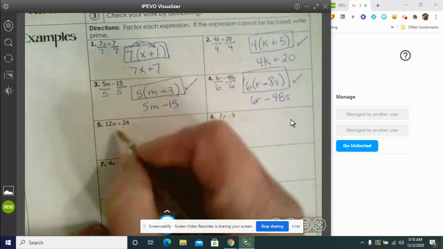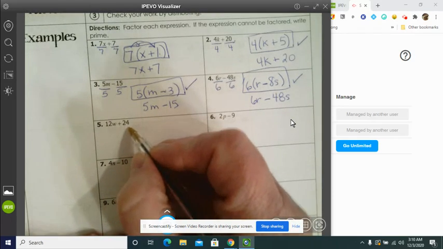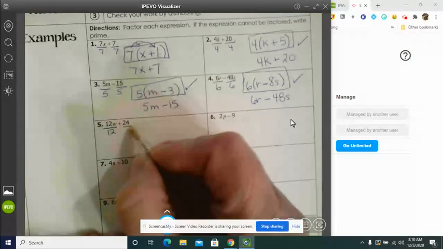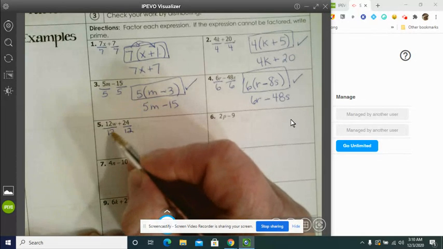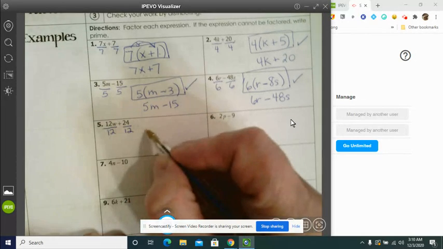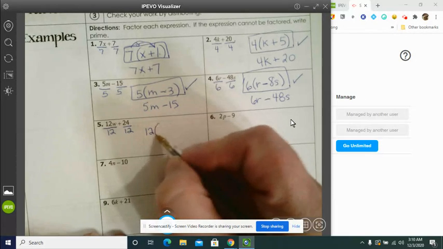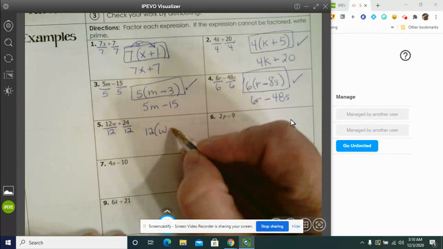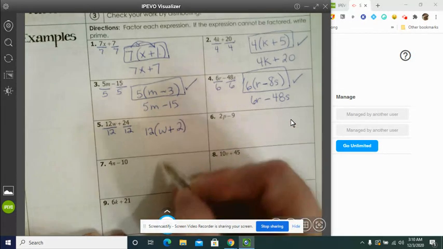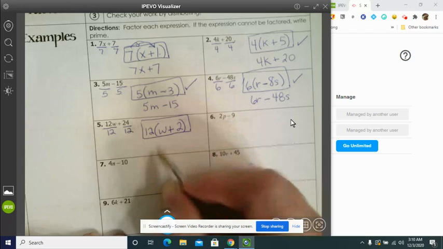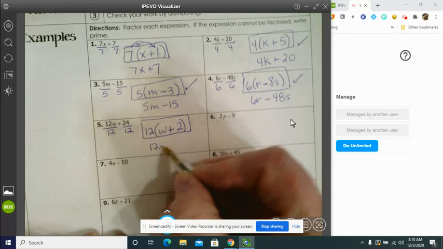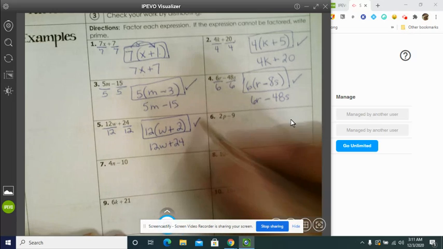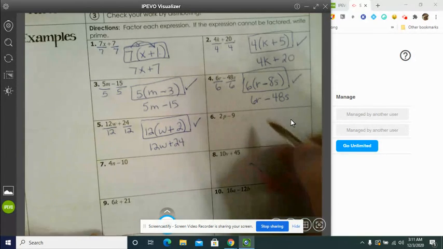Okay, the next one, 12w plus 24. I'm going to divide out 12 because it will go into both of those. 12w divided by 12. So I'm going to put my 12 on the outside. That becomes just w. 24 divided by 12 becomes positive 2. So that's my answer. 12 times w is 12w. 12 times 2 is 24. So that checks. All right.